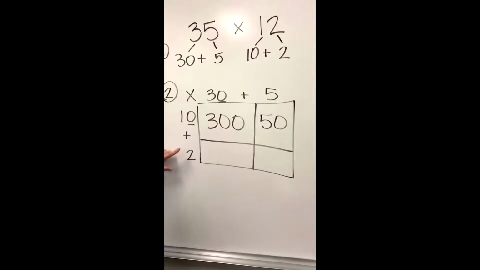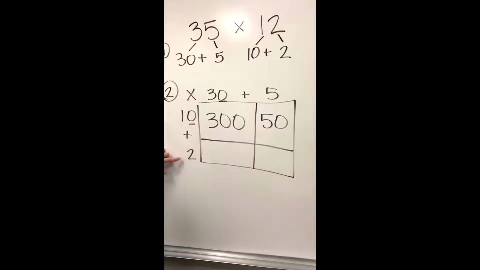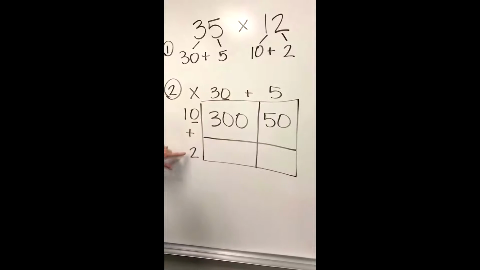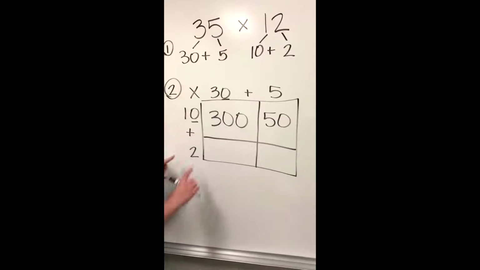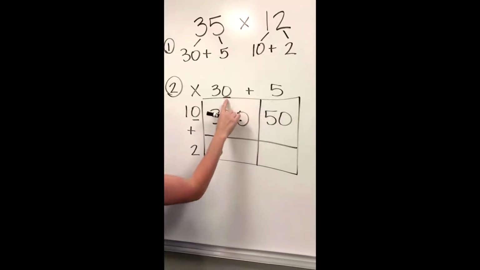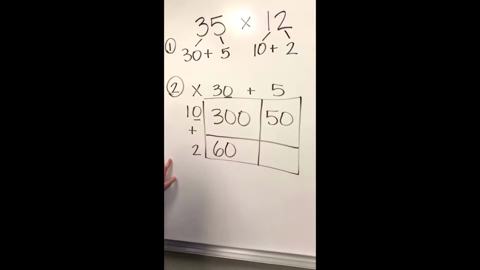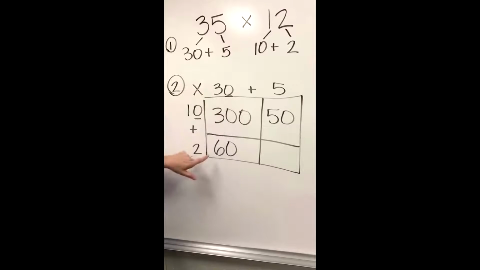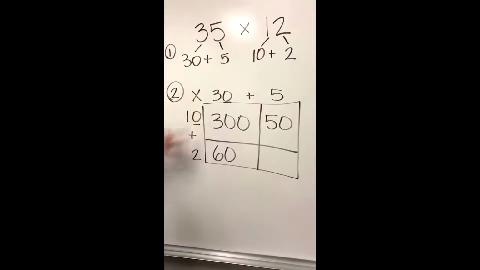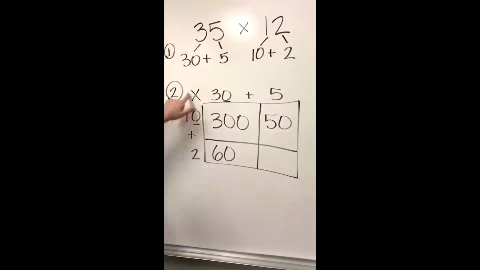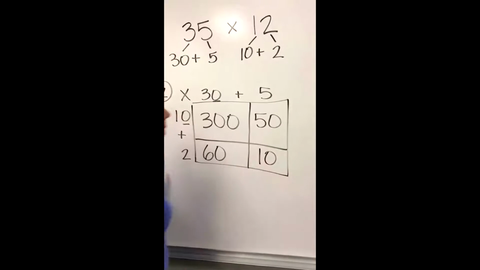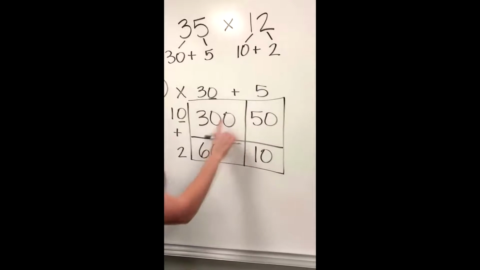And then we do 2. We go down to the 2 because we're done with the 10. 2 times this, 2 times that. So 2 times 30. 2 times 3 is 6. And between both of these numbers, I've only got the one 0, so I attach it to the end. 2 times 30 is 60. 2 times this, 2 times that. Now I'm going to do 2 times 5. 2 times 5 is 10. I filled up all my numbers on the inside.